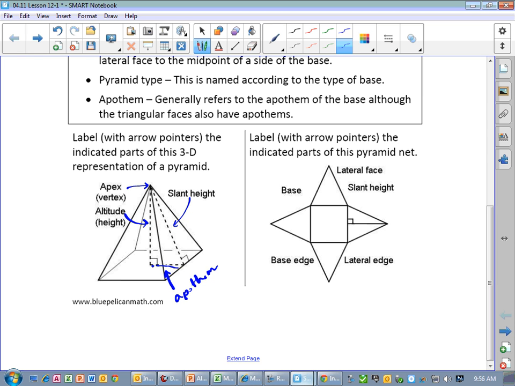We're going to label some more. So the base, well, there's only one base in a pyramid, and that's going to be whatever that shape is. In this case, it's a rectangle.